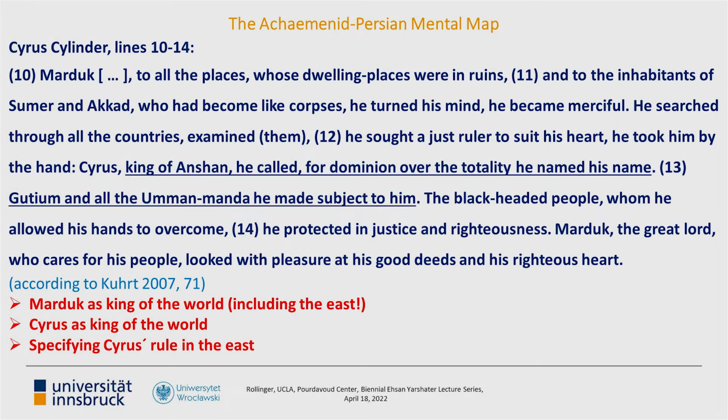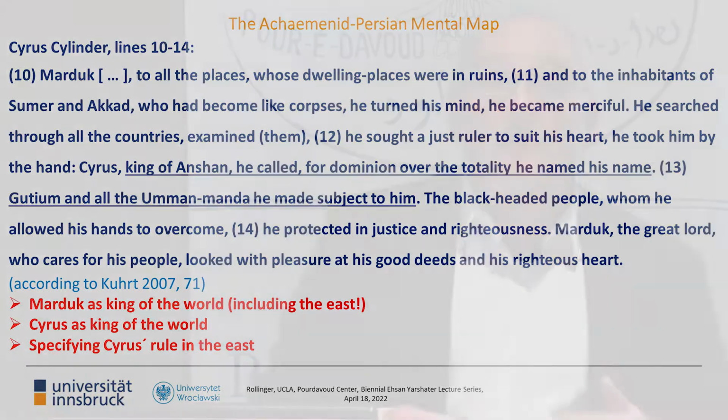So we have three major aspects which you can find here summarized. So Marduk, the king of the world, Cyrus as a king who was chosen by Marduk as king of the world, and very much specifying his rule in the East by these terms Gutium and Umanmanda. Of course, what has to follow in this universal perspective of world rule is the West and how the West has been conceptualized. And this we can see immediately in the following lines.